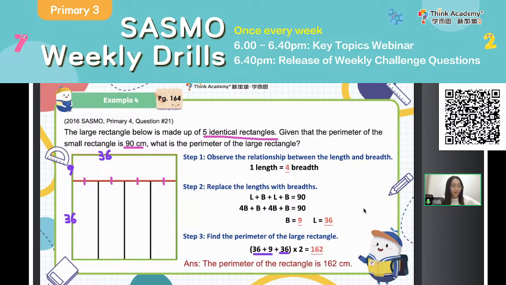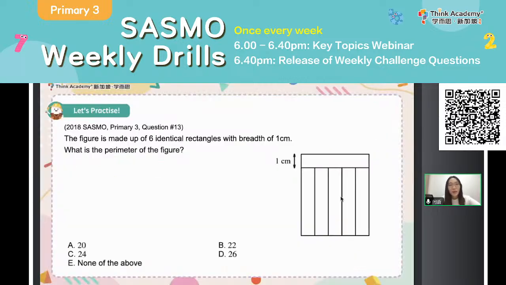Is it hard? A bit, right? To be honest, a bit. So you can see that this is up to P4 level. So a similar one in P3. Well, you can see that this is an original question from the 2018 SASMO paper. Have a try. What is the perimeter of the figure?